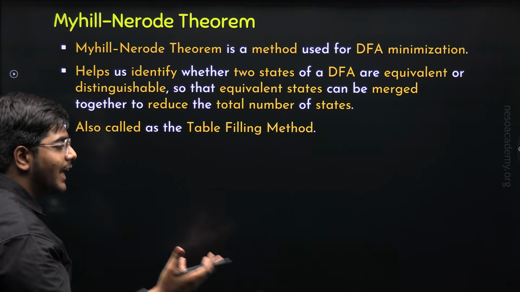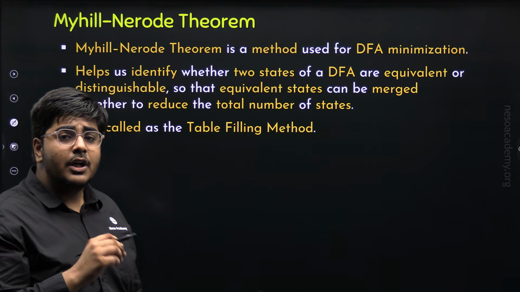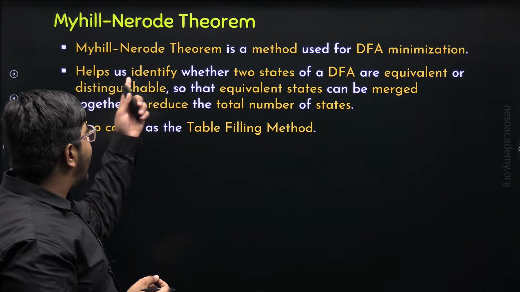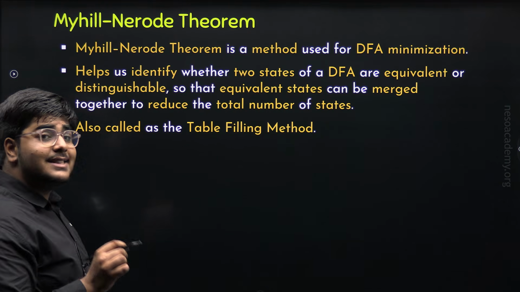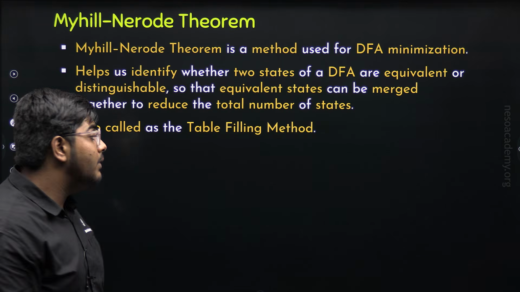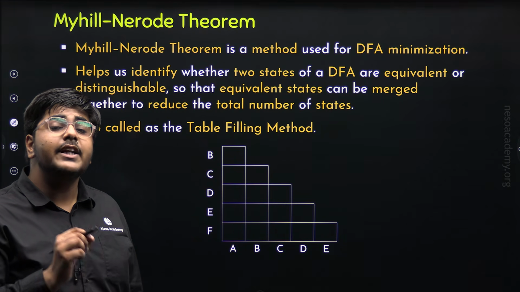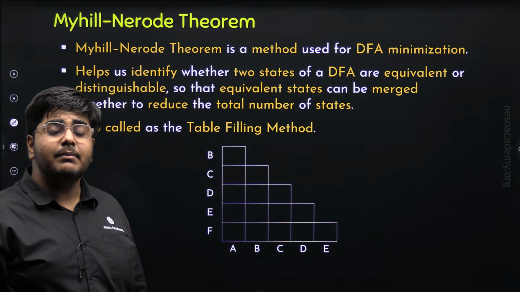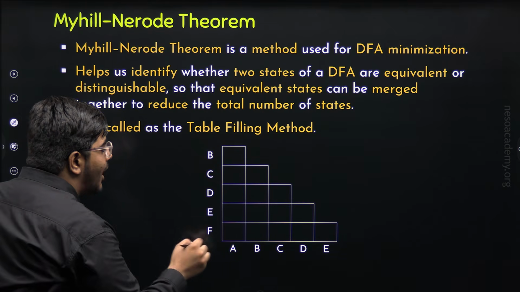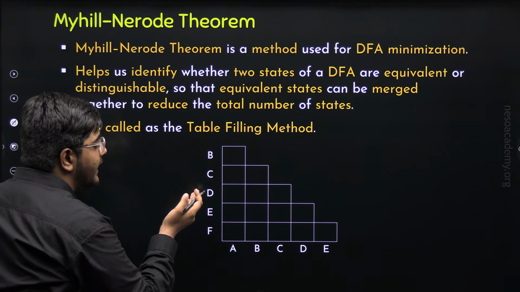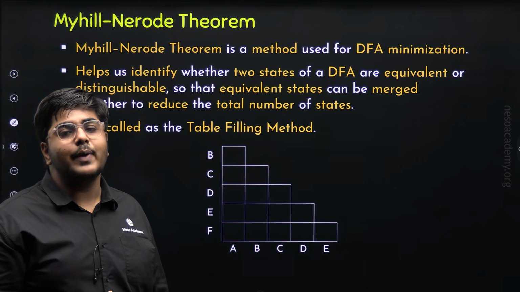Myhill-Nerode theorem, as I have already told you, is also called the table filling method. So in your examination, you can have either name, Myhill-Nerode theorem or table filling method. Now, why is it called the table filling method? Because in this theorem, we use this kind of table. At every procedural step of this theorem, we will be required to mark entries in this kind of table. That is why it is called the table filling method. These English uppercase alphabets B, C, D, E, F and so on are the names of the states, which may change as per the question.